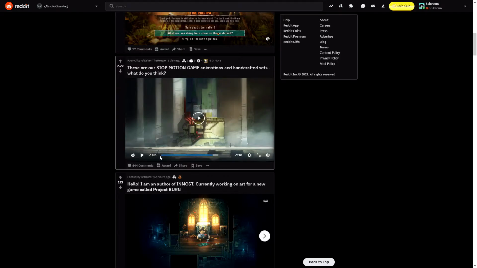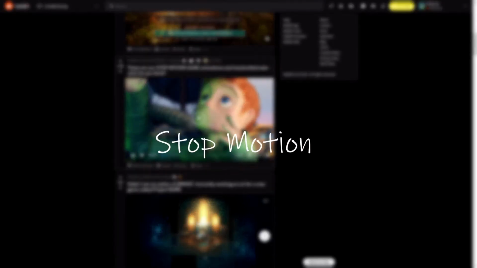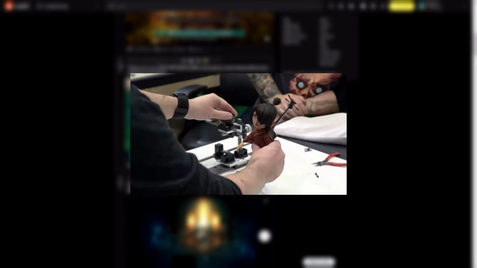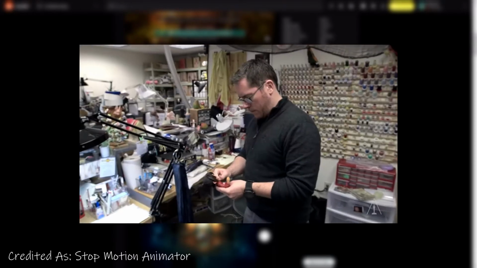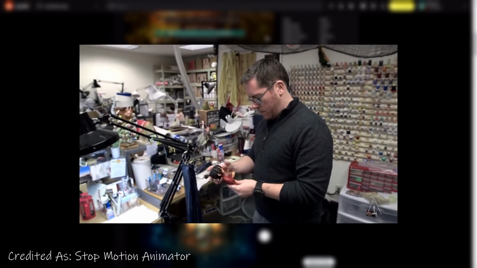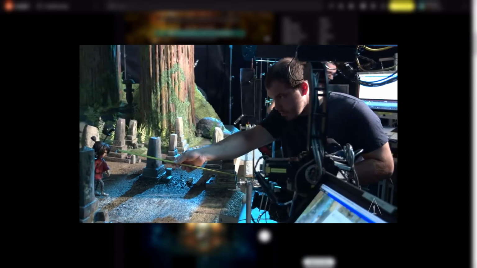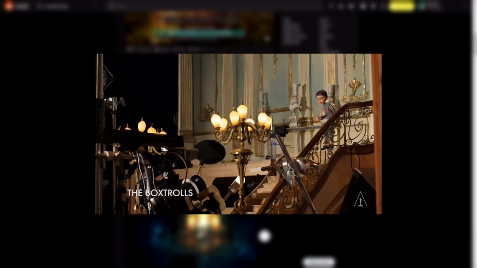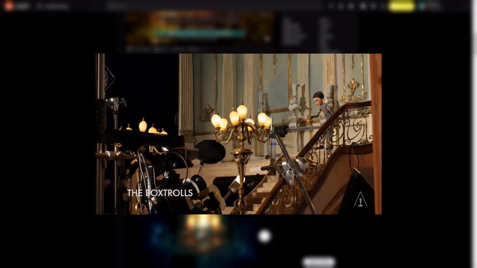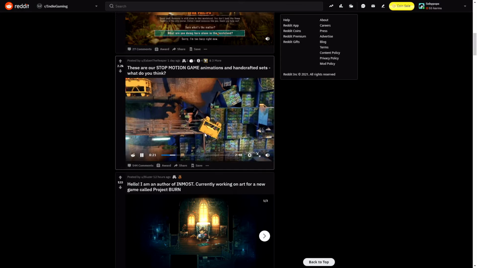I got invested right away by the way this game looks. So if you don't know what stop motion is, it's basically a way to animate figurines picture by picture. So you have a little doll there and it's doing whatever you want. You take a picture and then you move it just a little bit and you take another picture. You move that just a little bit more and then you put all the pictures together to make it look like it's moving.